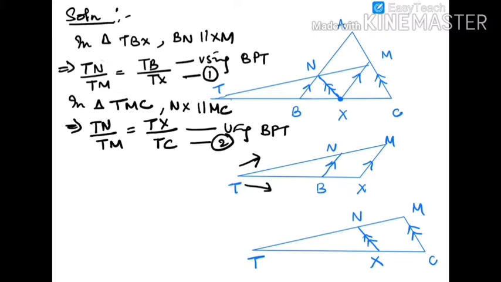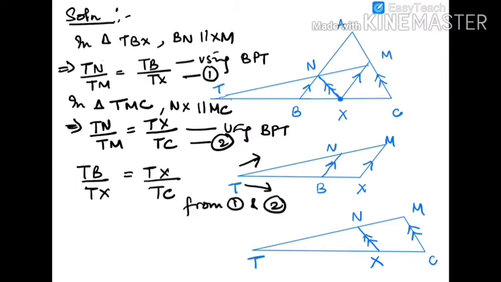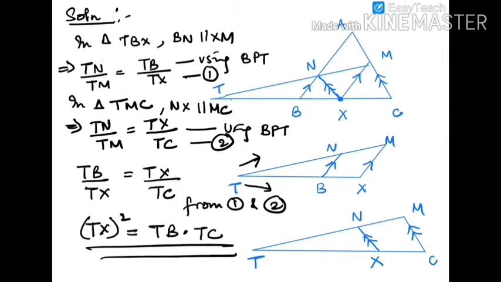Mark this result as 2. Now look at the left hand sides of these two results. Tn upon Tm, they are equal. So we can equate the right hand sides. So Tb upon Tx is equal to Tx upon Tc. Now cross multiply, we get Tx into Tx, that is Tx square, equal to Tb into Tc. So we have arrived at the answer.